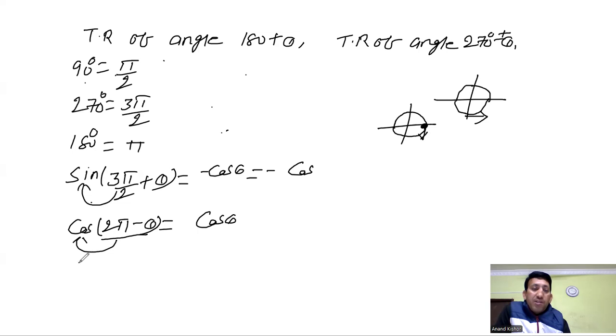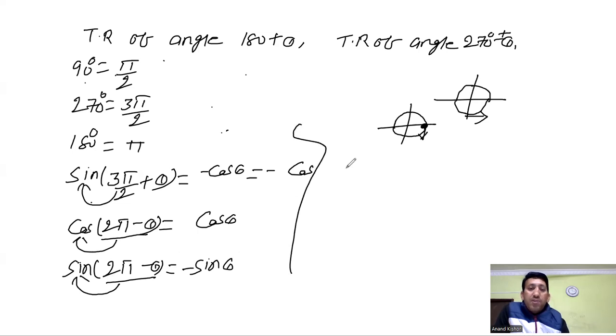If I say sine 2 pi minus theta, this is also not pi by 2, not 3 pi by 2. So it will be the same, sine theta. And this is the fourth quadrant, sine negative, so minus sine theta. If I give another example, sine 2 pi plus theta, also very easy, not pi by 2, not 3 pi by 2. Sine remains the same, sine theta.